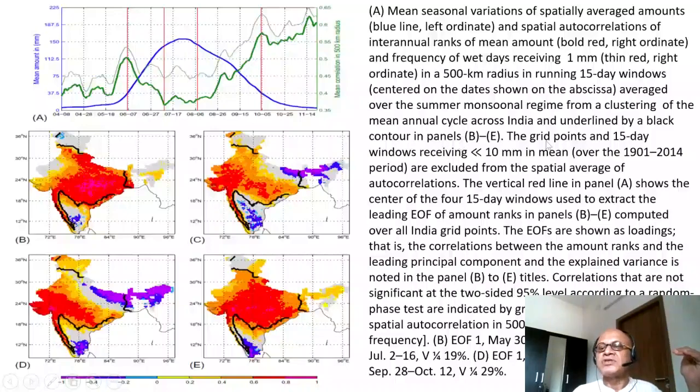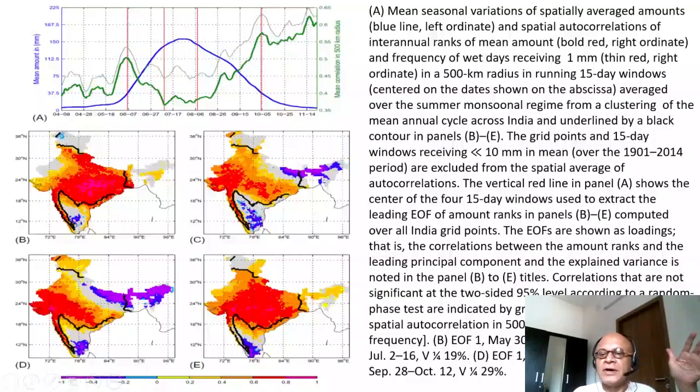What else do we want to see here? The thin green line is the frequency of wet days. So here is the rainfall, and it peaks in July, August, as we know. The onset happens somewhere between the end of May and July. So the red lines are shown here. Make sure we understand this figure, which has a kind of long caption.